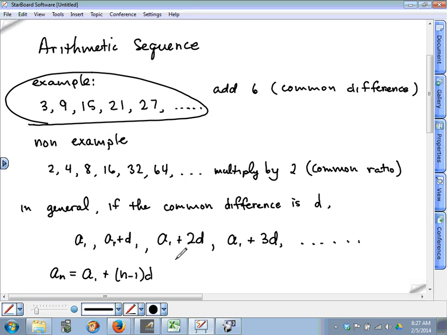Now, for those that haven't quite seen it yet or maybe a little confused on where this came from, every single one of these terms starts with a sub 1, right? This one's a sub 1 plus 0d. This one is a sub 1 plus 1d, plus 2d. So why the n minus 1 times d? Well, where I'm circling right now, isn't this the third term? So if you take 1 away from the third term, that's why there's a 2d here. Right here, this is the fourth term. So n minus 1 would be 4 minus 1. That's why it's 3d. You guys seeing this? Okay, that's where this formula came from.